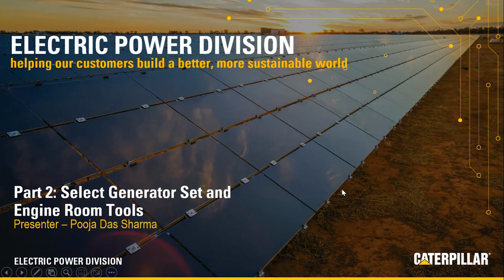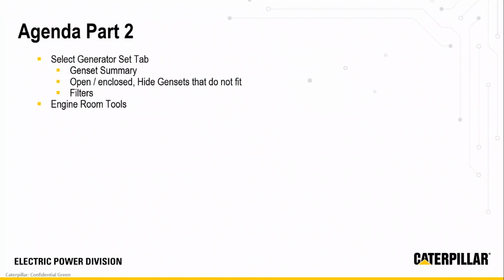All right, so now I'll be taking you through part 2 of this webinar, which is basically the next two tabs that you will find on SpecSizer. That is the Select Generator Set tab and Engine Room Tools. Now, the agenda for this part is that we will have a look at the Select Generator Set page, which is basically the results page where you can see the best fit genset recommended by SpecSizer. We will also have a look at the various filters that are available on this page to refine the results. And secondly, we will cover the Engine Room Tools tab.